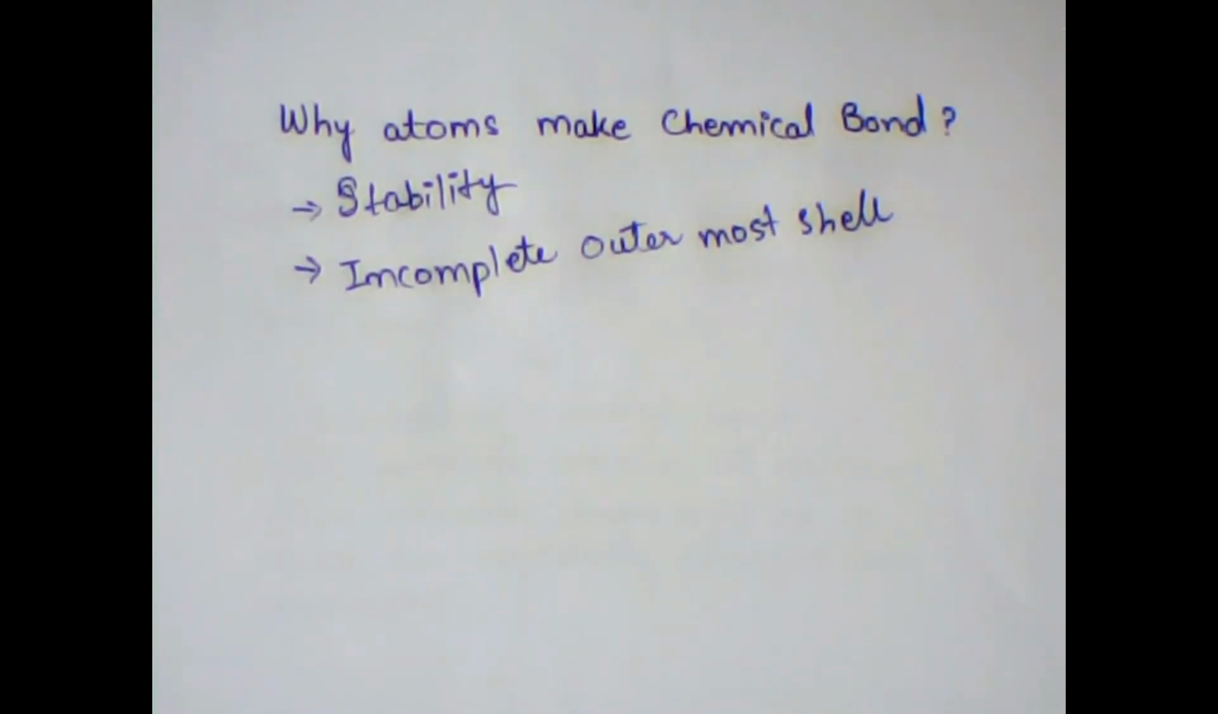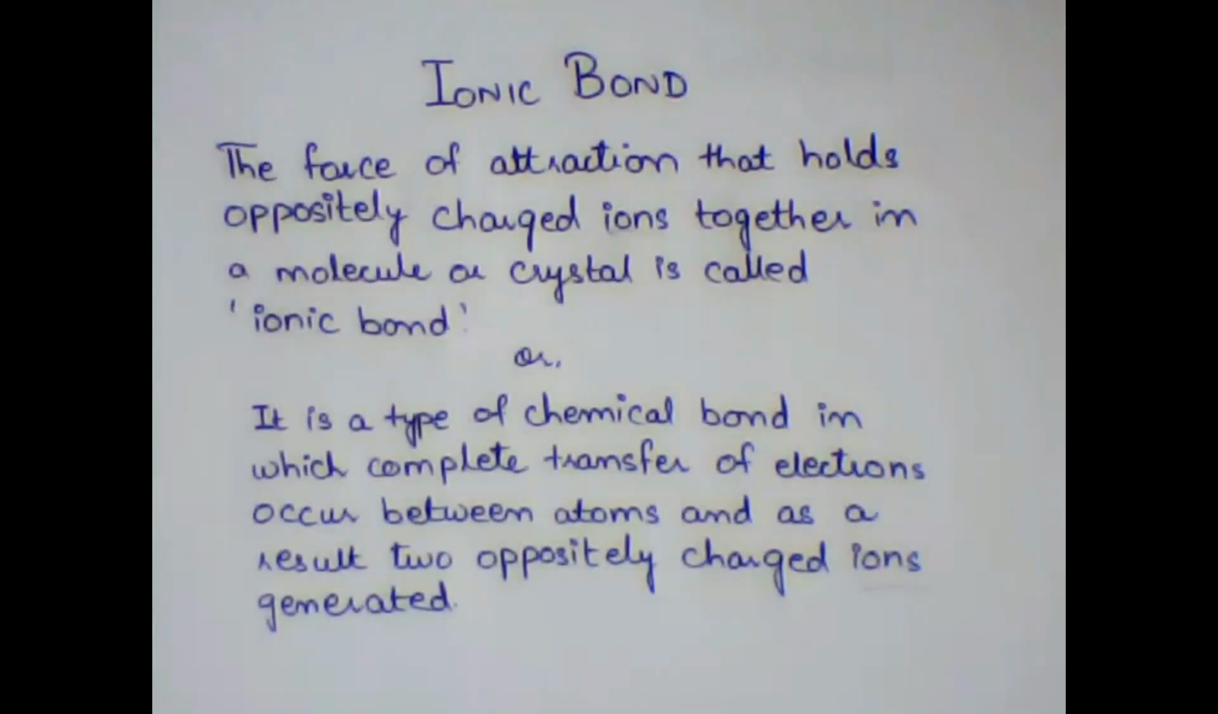Now come to the types of chemical bond. First we discuss ionic bond. Ionic bond is a force of attraction that holds oppositely charged ions together in a molecule or crystal. It is a type of chemical bond in which complete transfer of electrons occurs between atoms, and as a result oppositely charged ions are generated.